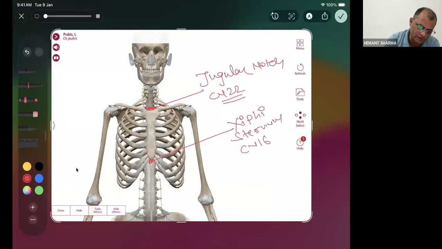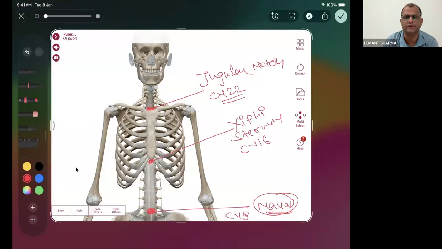Now here is the navel. This is the navel, CV8. From the navel, if we go one tune above, one tune above, one tune above, and so on, simple math: from 8, then 9, 10, 11, 12, 13, 14, 15 and 16. All the CV points come in sequence.